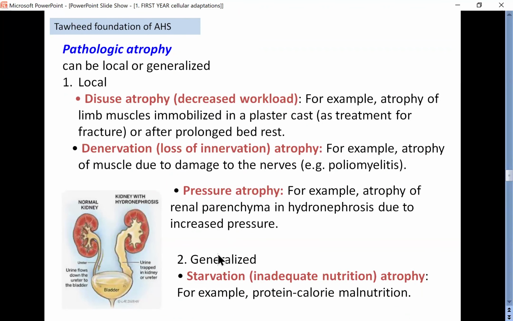Generalized atrophy means you're getting shrinkage or reduction in the size of the whole body. For example, in starvation, or if you see underprivileged children, you can see very little muscle mass. Or if the person is getting starved, or getting inadequate nutrition, protein calorie malnourishment, that person will undergo generalized atrophy. So we have finished hypertrophy, hypoplasia, atrophy.